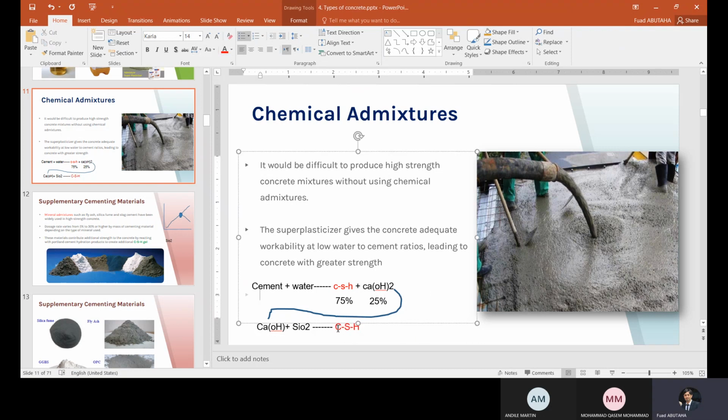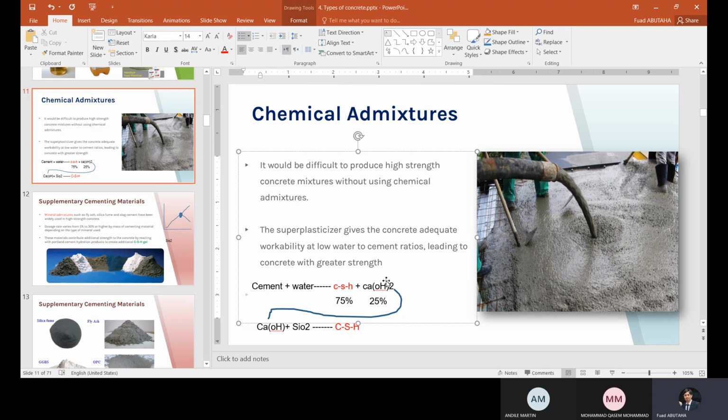Okay, so we have this hydration. This is as a result of only the cement. When cement reacts with water, it gives us calcium silica hydrate, 75%. The calcium silica hydrate is the source of the strength, and the higher the calcium silica hydrate contents, the higher the strength of concrete. And also as a result of this reaction, I have calcium hydroxide, 25% of the outcome.